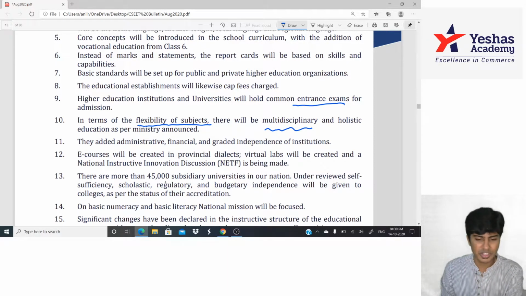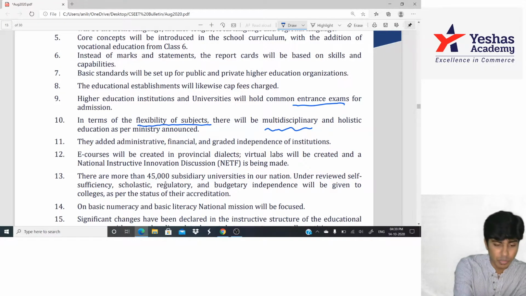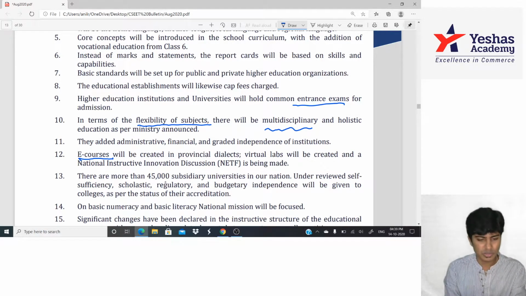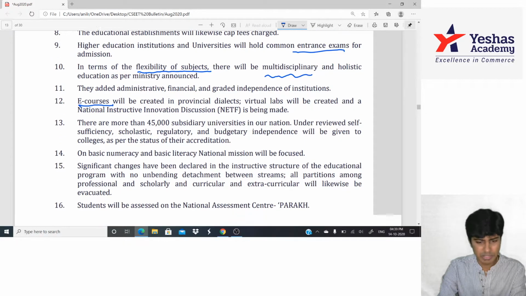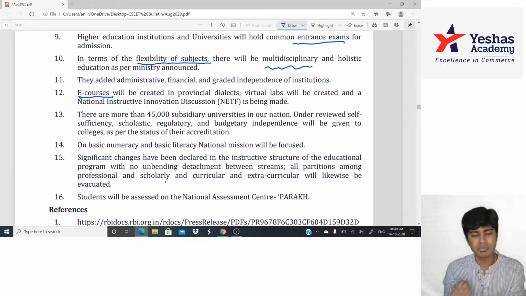And they've added administrative, financial, and graded independence to institutions. Then e-courses. We are moving towards electronic era. So e-courses have been put in, and then 45,000 subsidy. These are like other basic points. Basic literacy, national mission will be focused. Okay, basic numeracy and basic literacy. We need to promote the literacy rate in the country. Yeah, because we are moving towards a digital era.